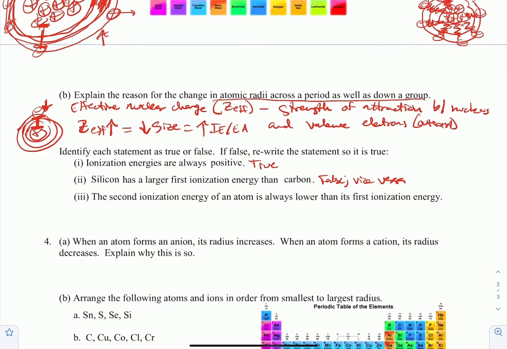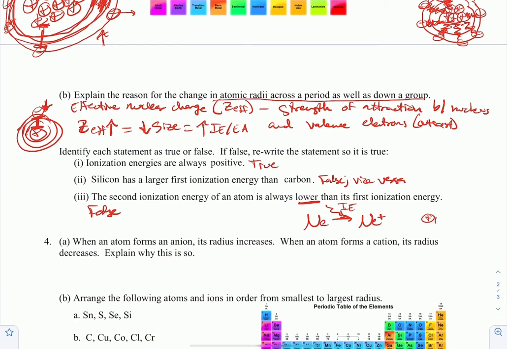Number 3, it says the second ionization energy of an atom is always lower than its first ionization energy. It's actually false, right? It's actually the exact opposite. It's always going to be bigger. Because if you can imagine, let's go back to the fluorine example, or let's use a new one. Let's say we've got neon gas, and we put some heat into it through some ionization energy, and we turn it into neon plus.